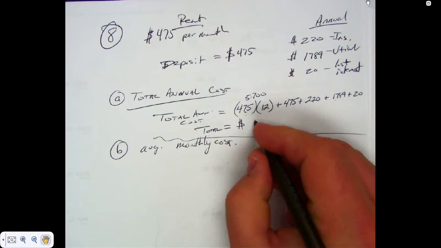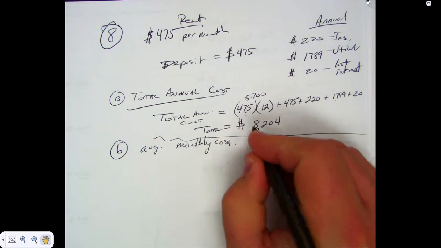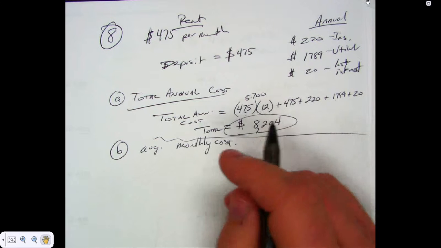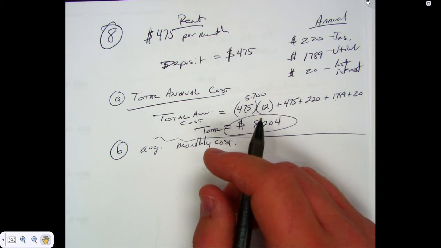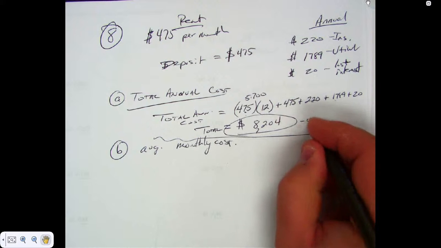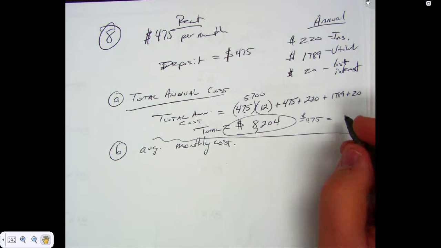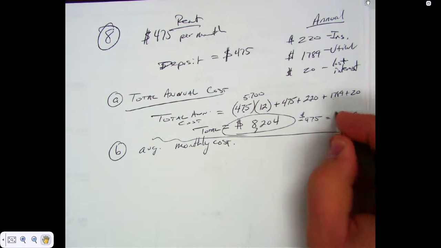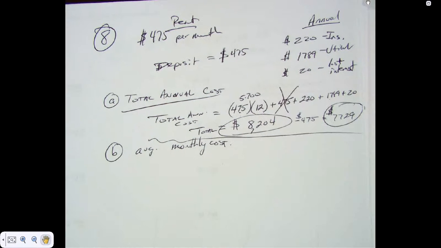What do you guys get? 8204? Is that what everybody got? Okay, so that is our total annual cost. Well, it's different than what the book got. Somebody subtract 475 from that. That's what the book got. So I guess they're not wanting to include the deposit. I guess since that's a one-time fee, they're not calling that into it. So let's everybody take that one off.